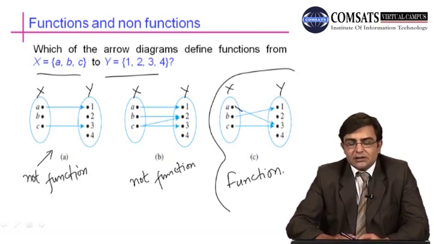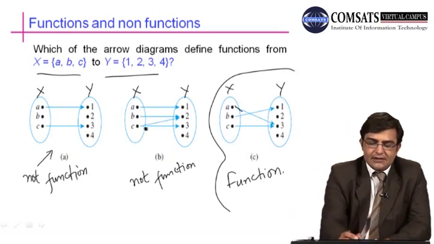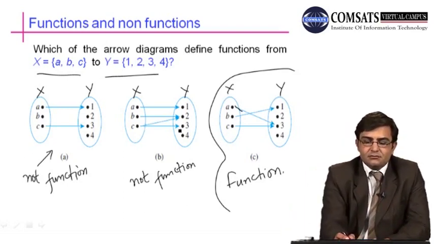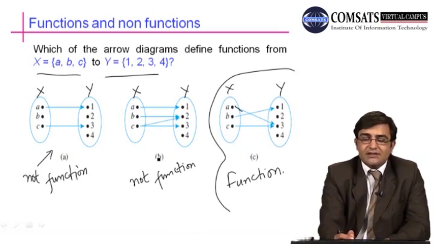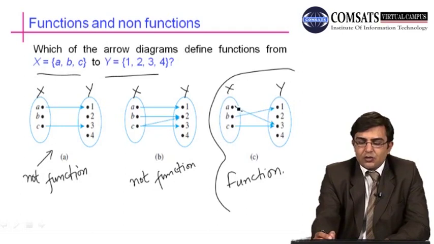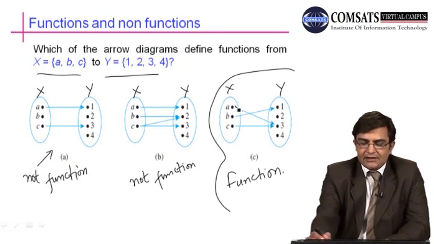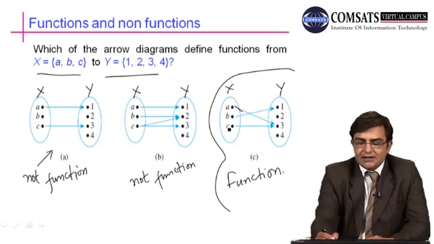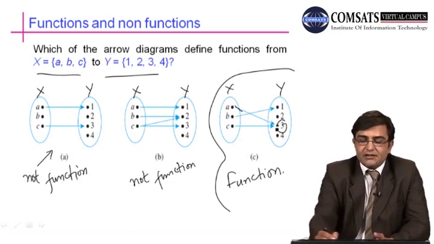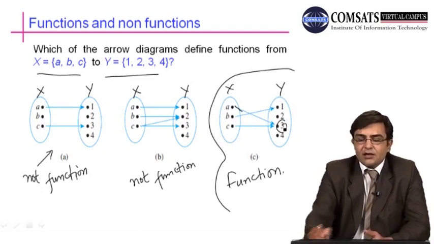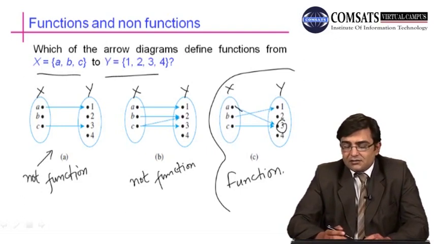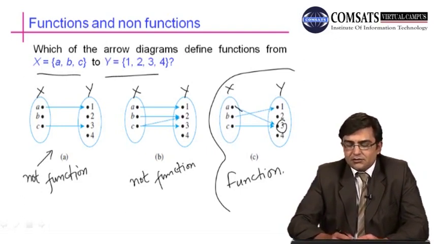Here one thing is to be noted: C is related to two different elements. This is not allowed by the second condition of a function. But two elements here may be assigned to one element in the set Y. Here A is related to 3, C is related to 3. A is related to exactly one element, C is related to exactly one element, but that element is the same. So it can happen, there is no problem.